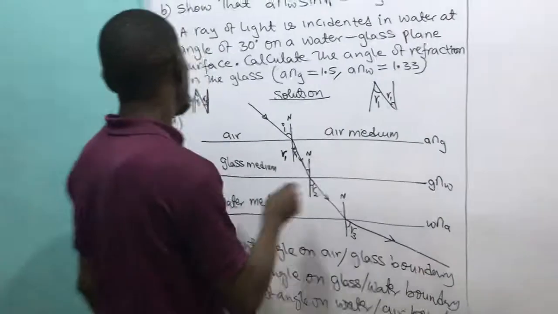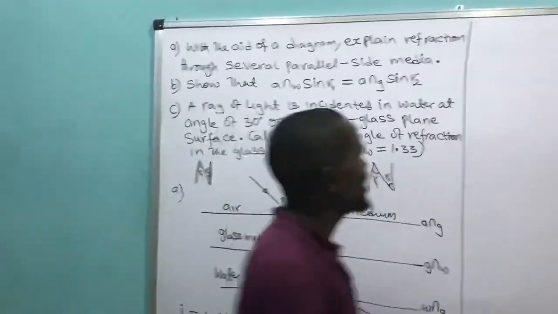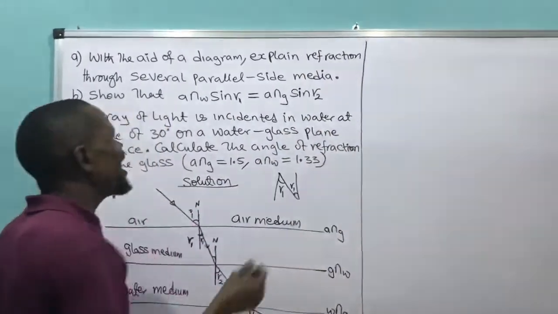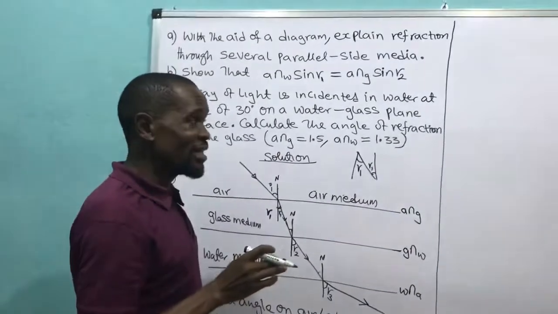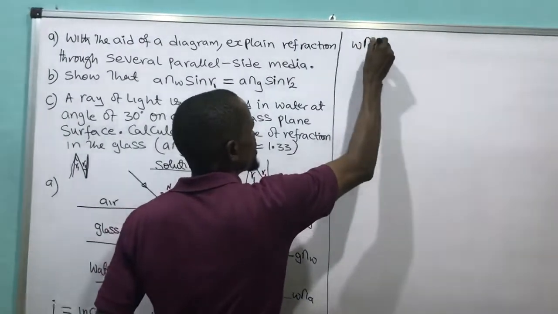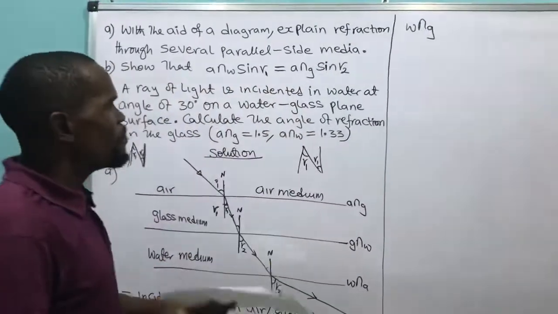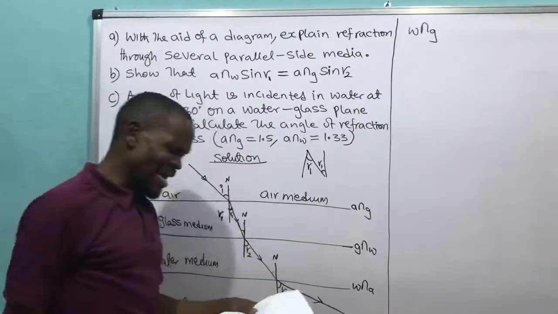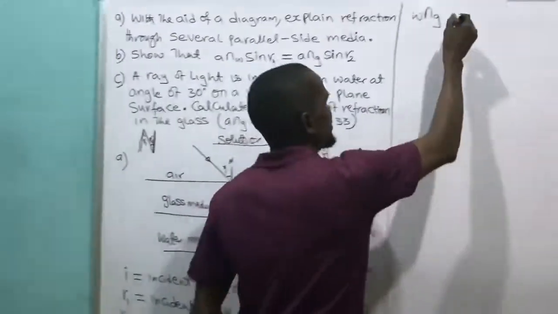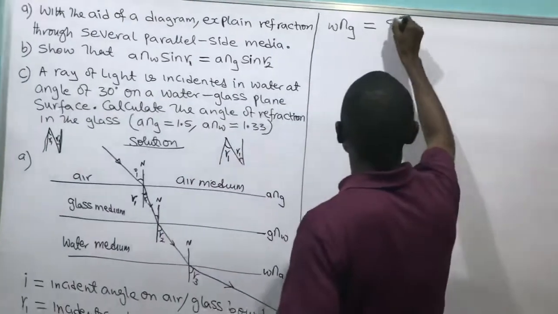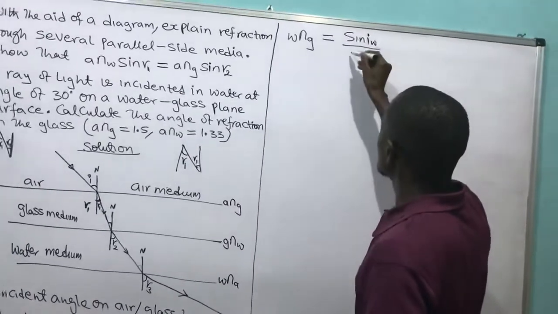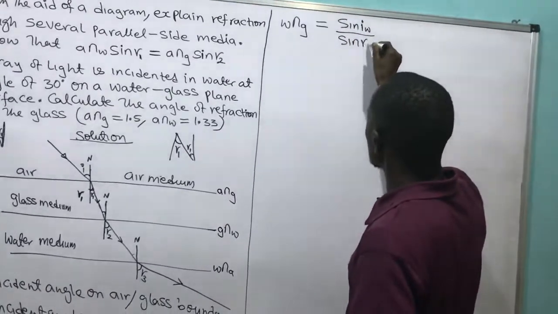Come over here. Let's deal with this question number 2. Here it says water to glass. What does this mean? I'm moving from water, entering glass. That means I'm in water, entering glass. And this is stated as incident angle in water, over refraction angle in glass.